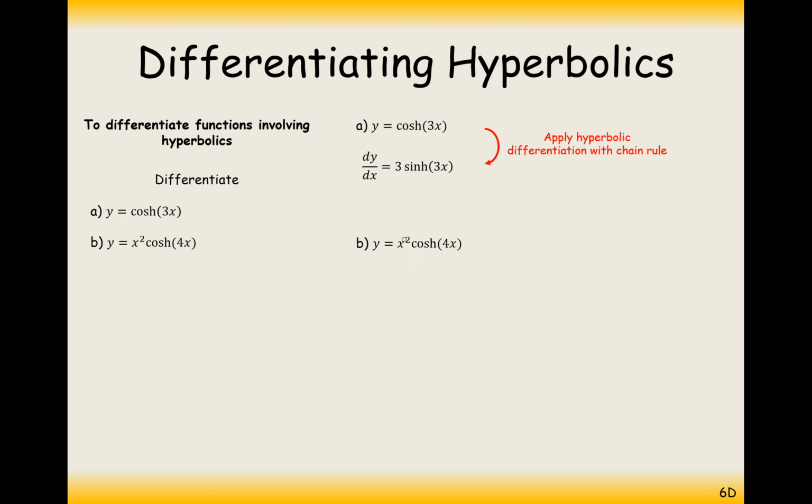This one's a bit of use of the product rule. We've got x squared multiplied by cosh 4x. So we differentiate it using the product rule. Differentiate x squared first, you get 2x, leave the second term alone.